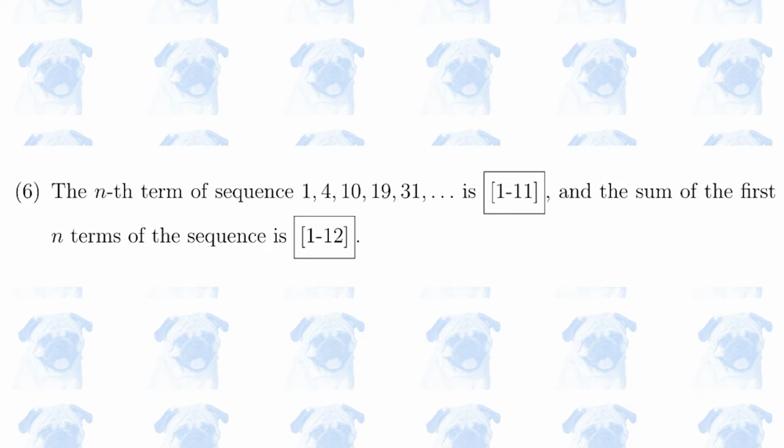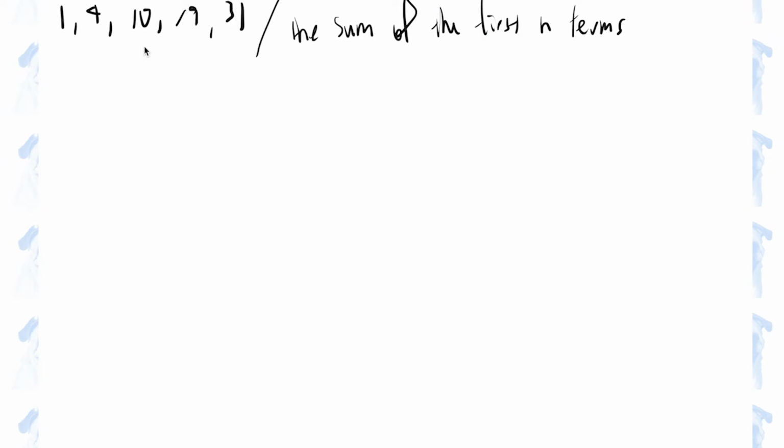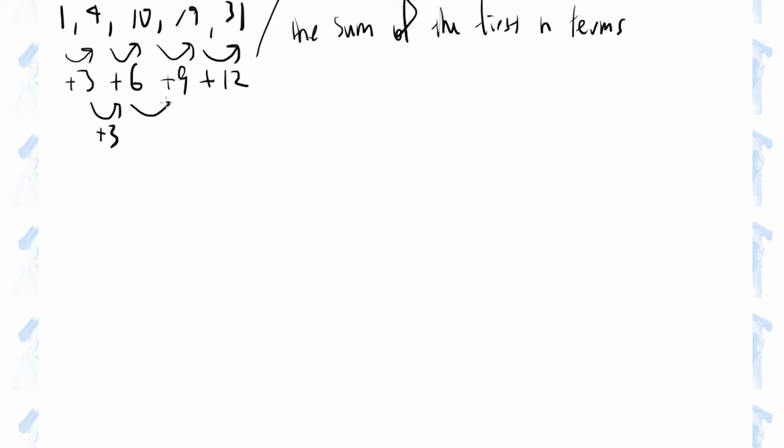Number 6. We have a sequence 1, 4, 10, 19, 31, and so on. And we need to find the sum of the first n terms. So let's examine what's happening in this sequence. The difference here is plus 3. The difference here is plus 6, plus 9, plus 12. So the difference increases by 3 each time.